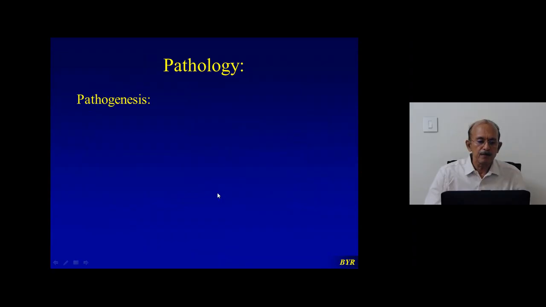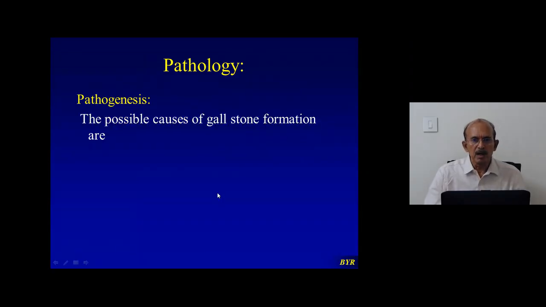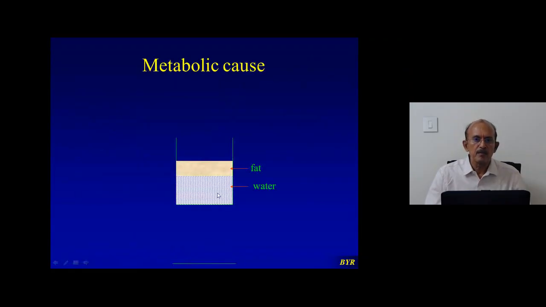Pathogenesis of these stones. The possible causes of gallstone formation are metabolic, infective, and stasis. Metabolic cause. You take a jar, put some water in the jar, and put some fat. Even if you thoroughly mix them, they don't mix. The fat will be like a supernatant fluid over the water.